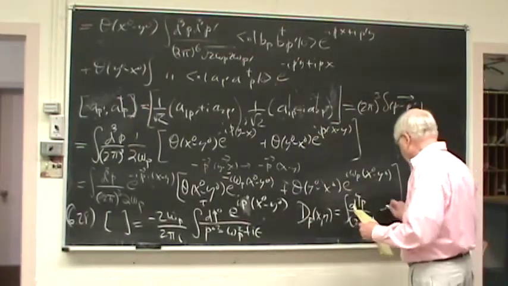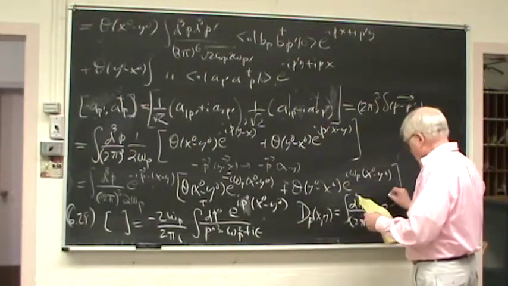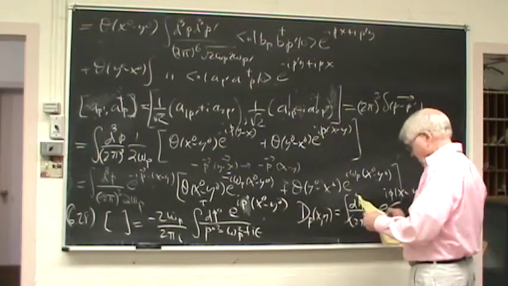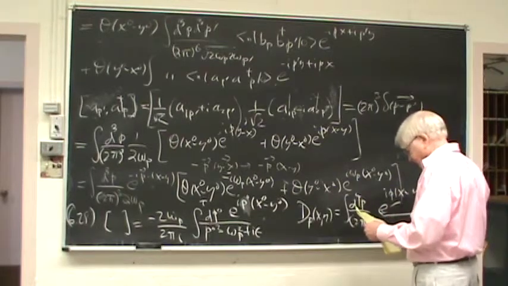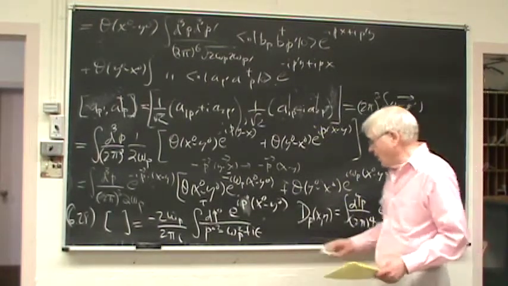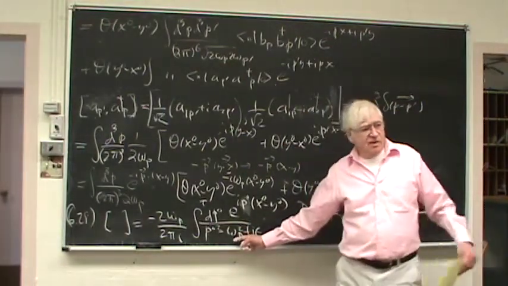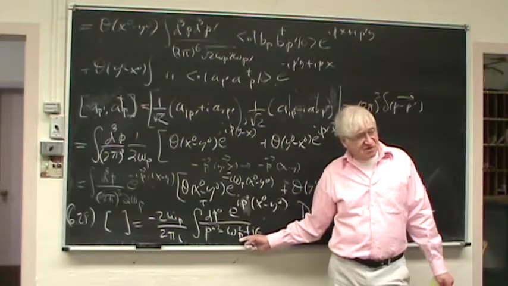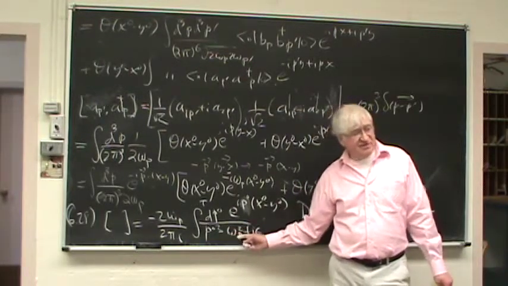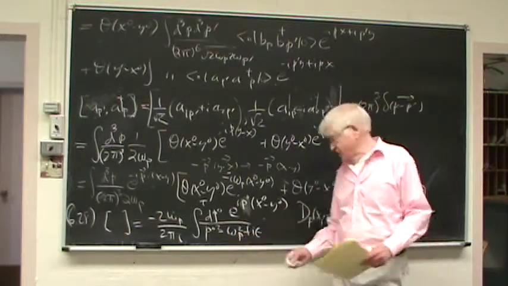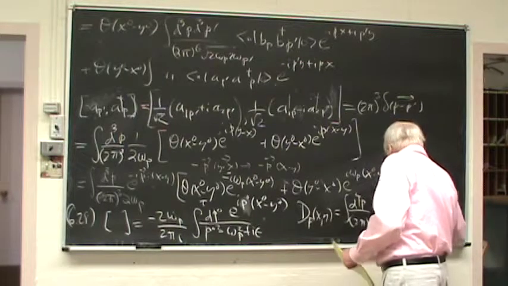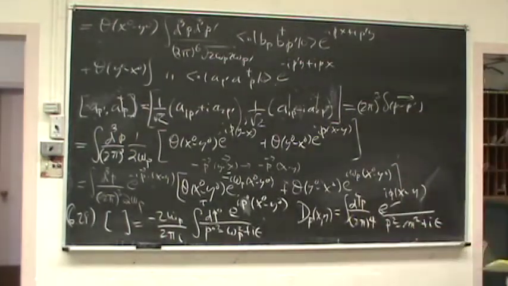And so what we get then is e to the i p·(x minus y) divided by, what? Well, p0 squared minus omega p squared. Omega p squared is 3-vector p squared plus m squared. So this with 3-vector p squared is just p squared, and then we have minus m squared. So this is just p squared minus m squared plus some epsilon. Okay, and that's the famous formula for the Feynman propagator.